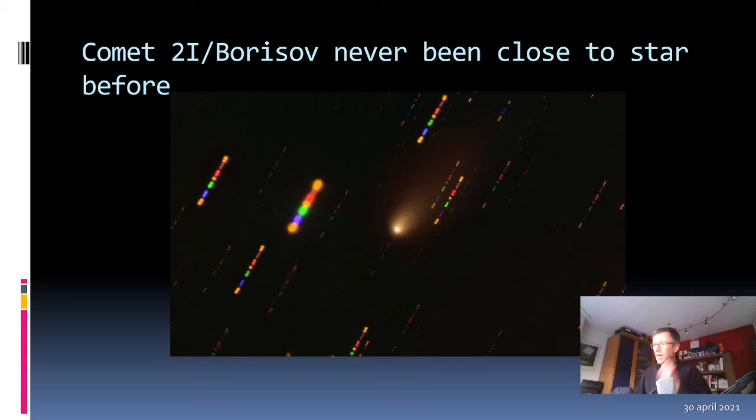And of course, after the discovery, they pointed all kinds of large telescopes to this comet, and they found out that this comet probably hasn't seen a star from up close. It's very pristine, it's very fresh, and the sun is probably the first star it came close to. And that is kind of interesting.